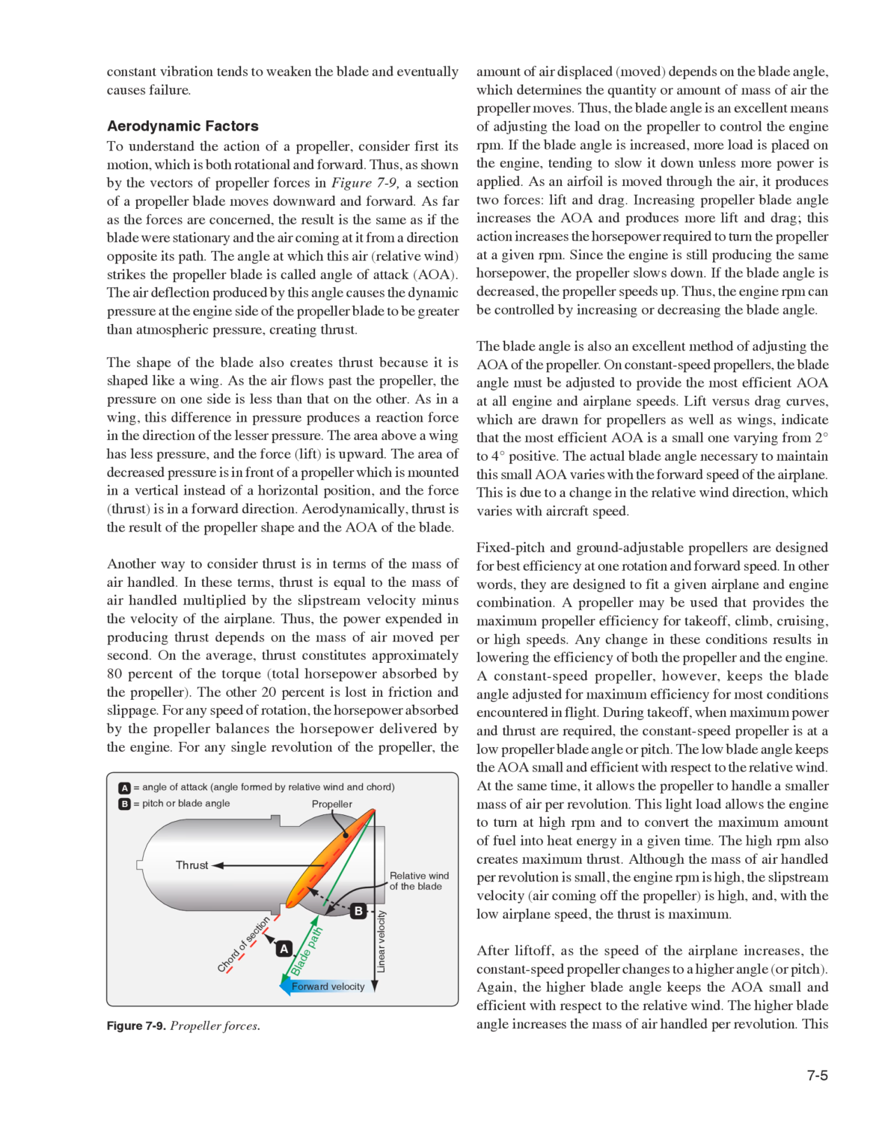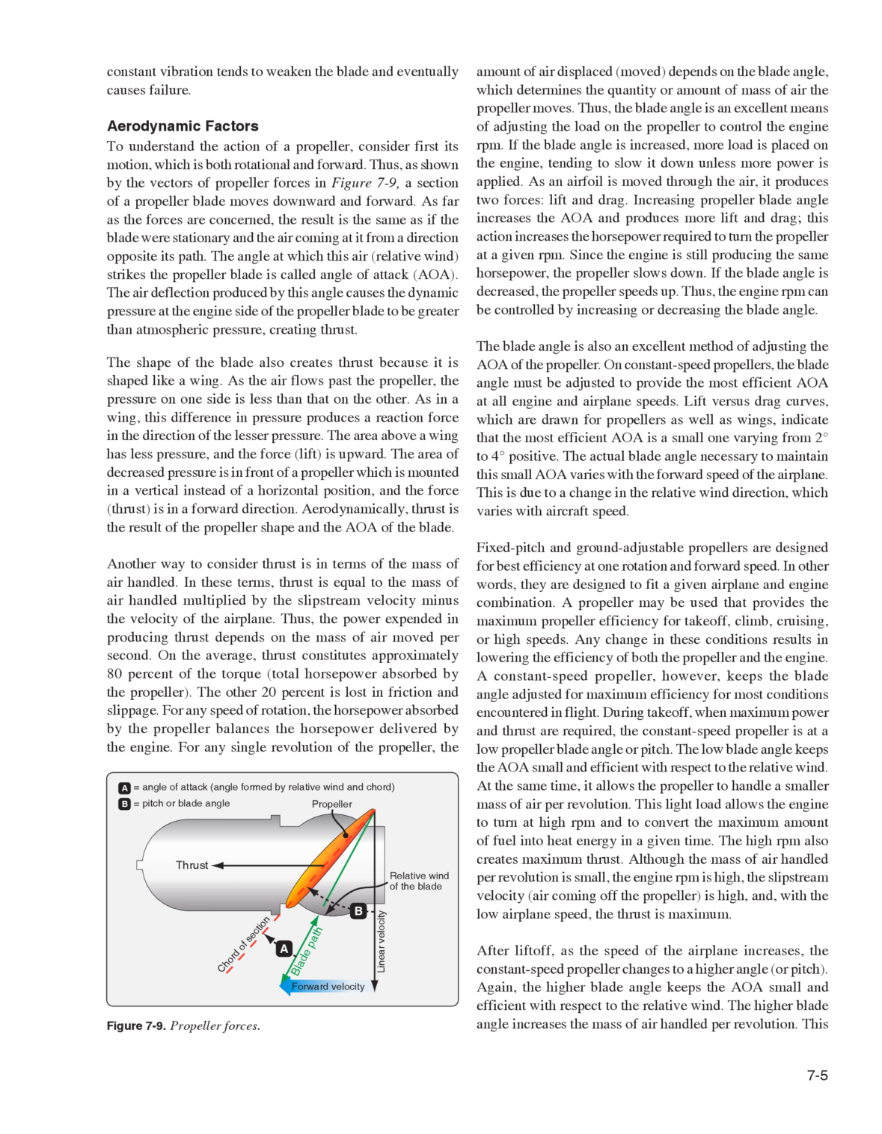The area above a wing has less pressure, and the force, lift, is upward. The area of decreased pressure is in front of a propeller, which is mounted in a vertical instead of a horizontal position, and the force, thrust, is in a forward direction. Aerodynamically, thrust is the result of the propeller shape and the AOA of the blade.